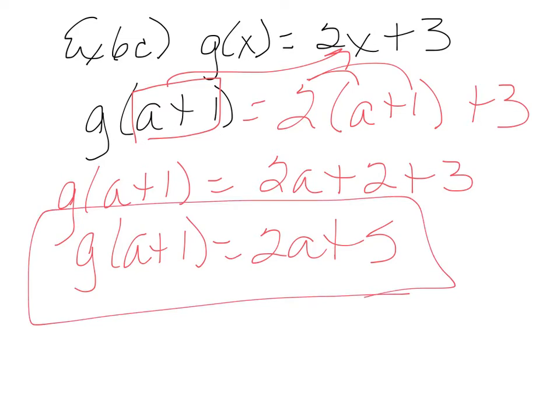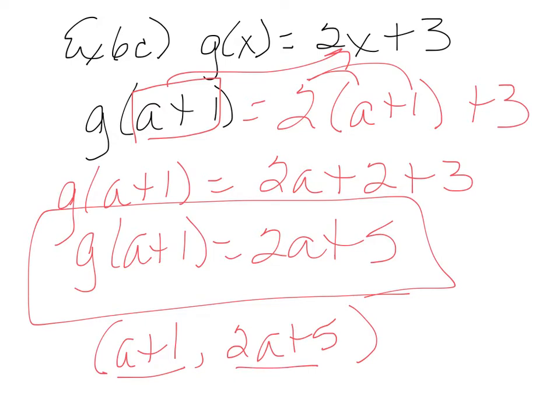Cool. Now you could also write that as a coordinate point, because it's fun. So anytime you have an input value of a plus 1, your output value will always be 2a plus 5. Cool, but really this is what we're actually looking for. We're just doing the coordinate point because literally it's just fun. We're just having a good time here, doing a little math. Cool, let's do more.